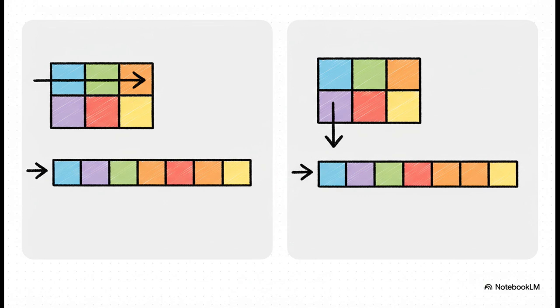C order, which is the default in NumPy and a lot of other languages, stores data row by row. So the elements 00, 01, and 02 are literally right next to each other in memory. F order, which you see in languages like Fortran, is the opposite. It stores things column by column. So 00, 10, and 20 would be neighbors. Think of C order as reading a book left to right, and F order as reading down a newspaper column.